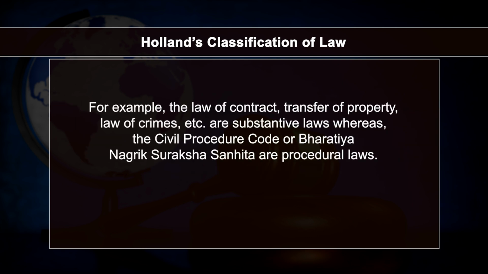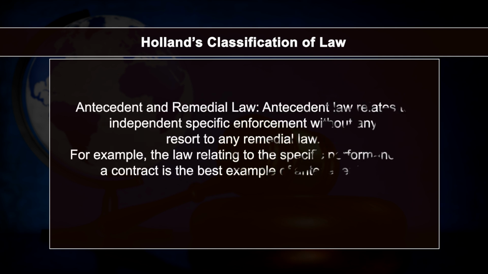For example, the law of contract, transfer of property, law of crimes, etc. are substantive laws, whereas the Civil Procedure Code or Bharatiya Nagrik Suraksha Sanhita are procedural laws. Moving further, antecedent and remedial law. Antecedent law relates to independent specific enforcement without any resort to any remedial law. For example, the law relating to specific performance of a contract is a best example of antecedent law. The remedial law provides for the remedy. For example, law of torts, writs, etc. come within the category of this law.